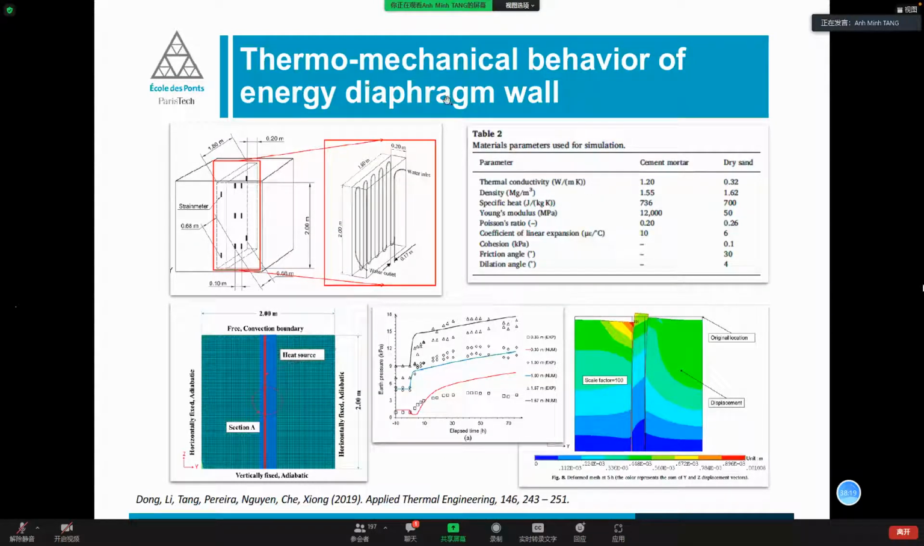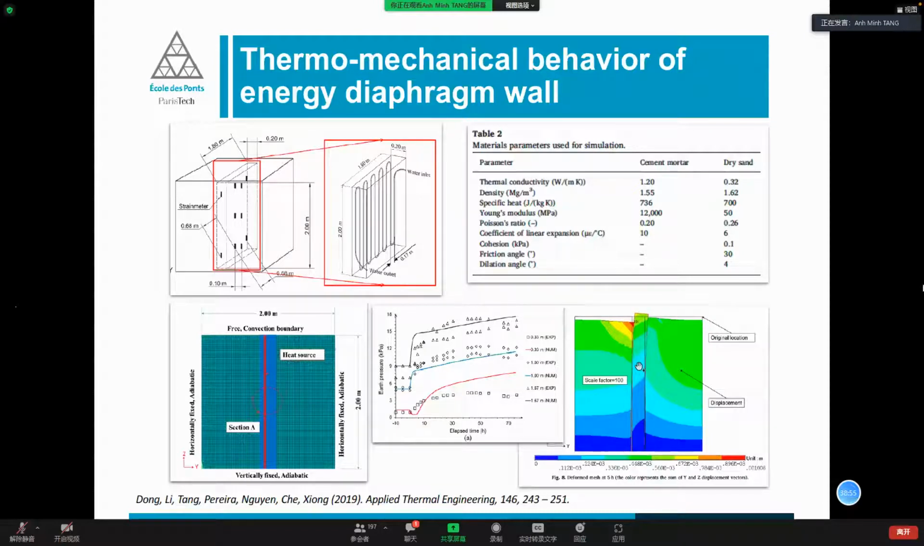This is a diaphragm wall. This is a test that has been done in Nanjing. It's a small scale test done in Nanjing. I just show here a big tank that has a diaphragm wall here, and in the diaphragm wall you have the heating tube here on one side of the diaphragm wall. So we can imagine that when you heat the wall on one side, you can induce thermal dilation in this zone. You can see that the wall can be dilated on one side only.